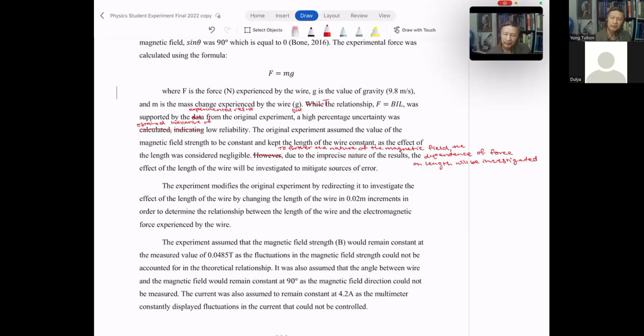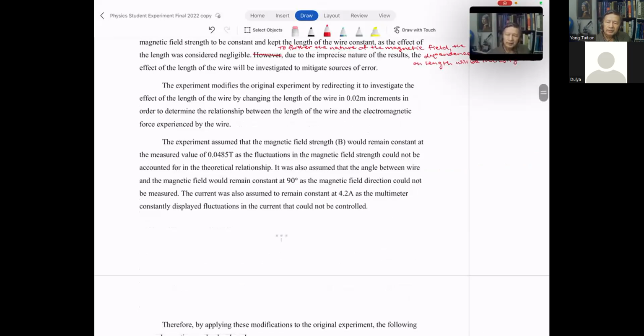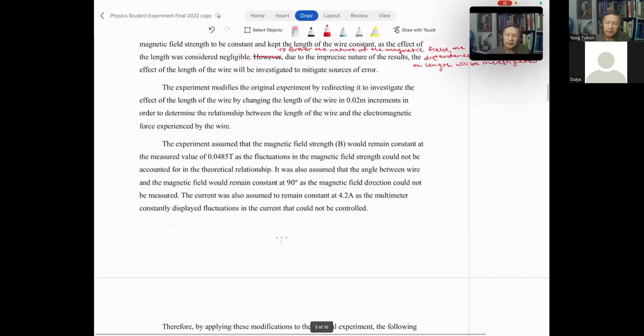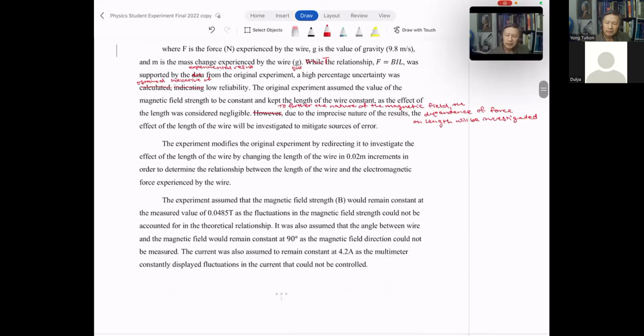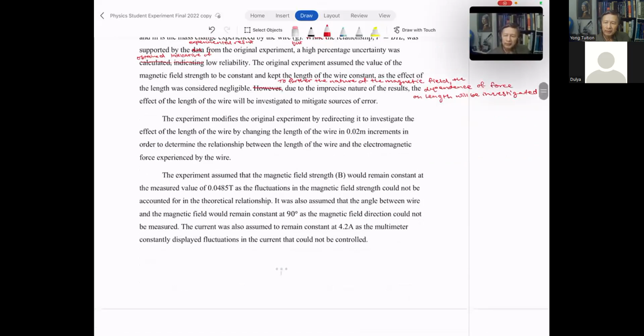Okay, let's go to the third paragraph. The experiment assumes that the magnetic field strength is constant. Can you read the experiment? The magnetic field strength B would remain constant at the measured value of 0.0485 T, Tesla, as the fluctuations in the magnetic field strength could not be accounted for in the theoretical relationship.